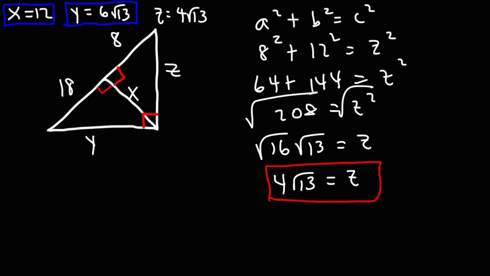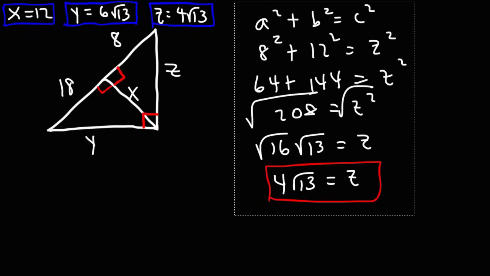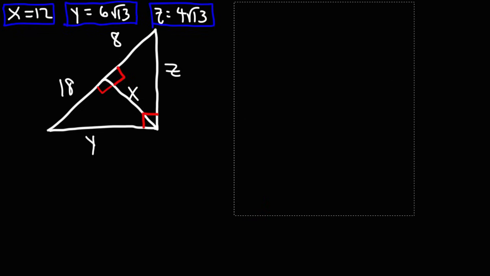Now, notice that this problem becomes relatively easy to solve if you know that x is the geometric mean of 18 and 8. But let's say you didn't know that. How would you solve this problem? It turns out that just by knowing the Pythagorean theorem, you can calculate the value of x. Let's talk about how to do that.